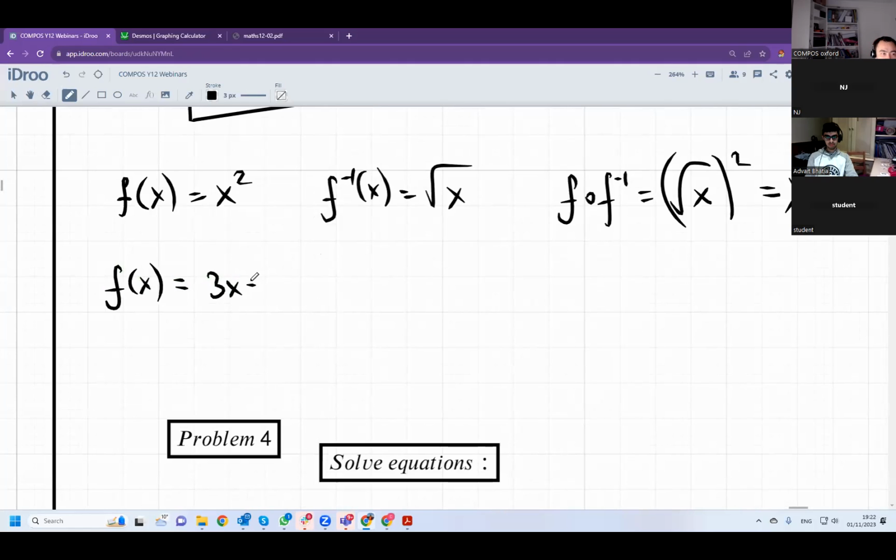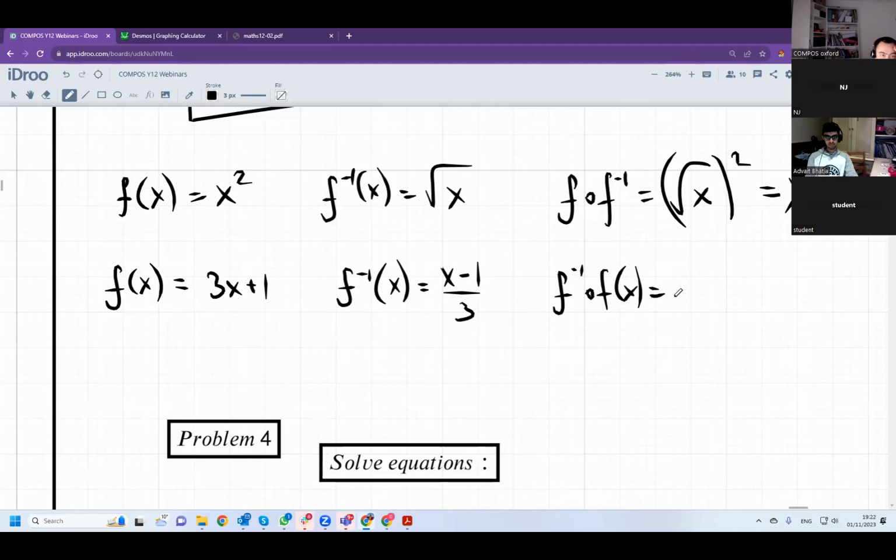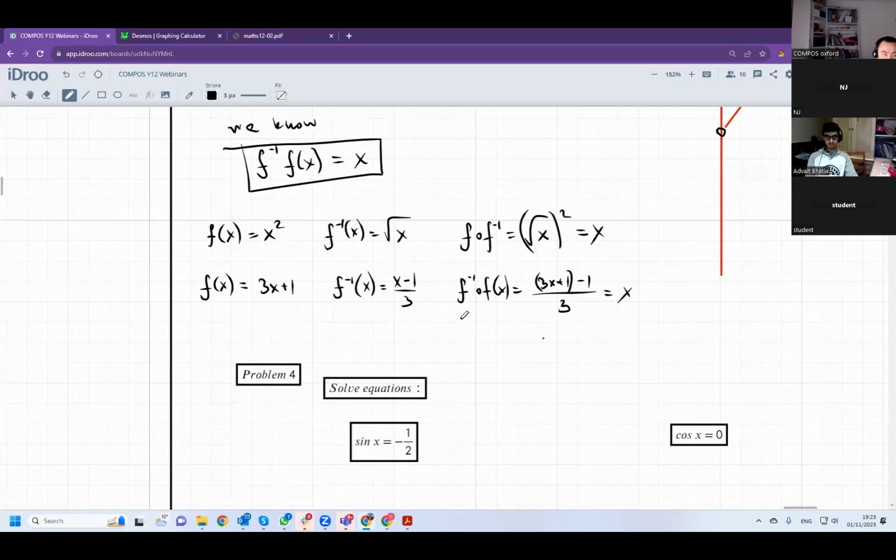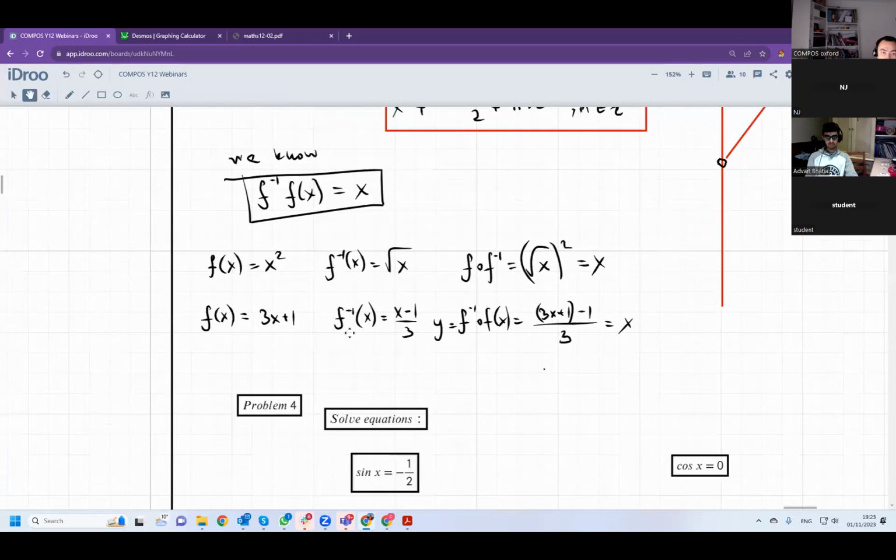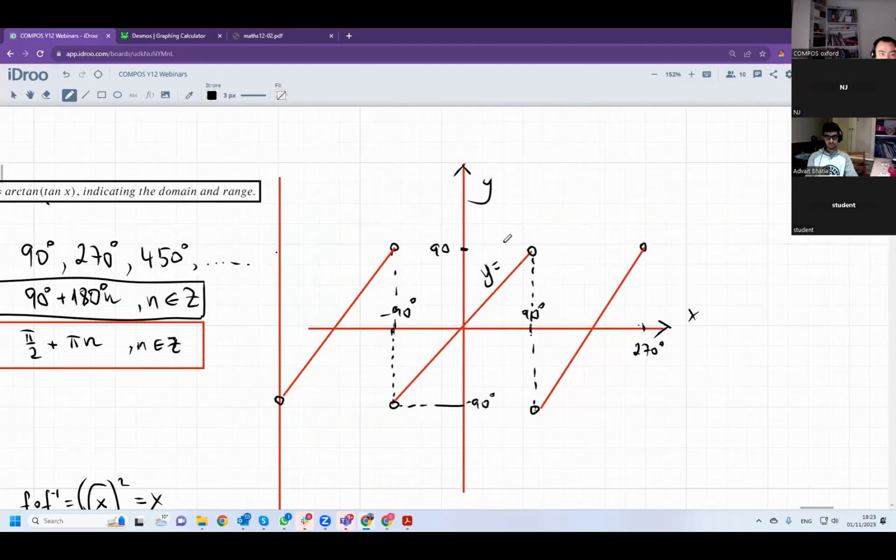Okay, f of x is 3x plus 1. The inverse function is going to be x minus 1 divided by 3. Now, if you take a composition of f of x, it's going to be 3x plus 1 minus 1 divided by 3, and this simplifies to x. Yes, so it is y equals x. So this is the line y equals x. Y equals f minus 1 of x, which is x. So y equals x. And then you just make copies.